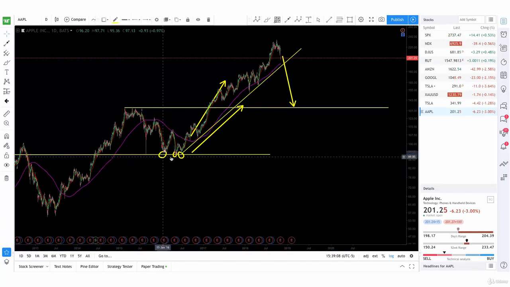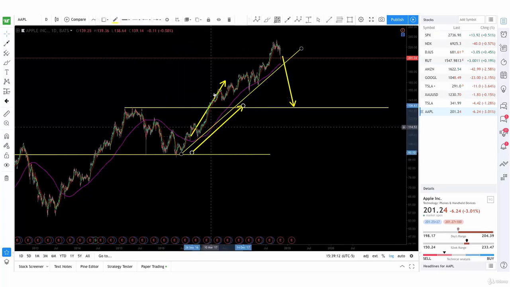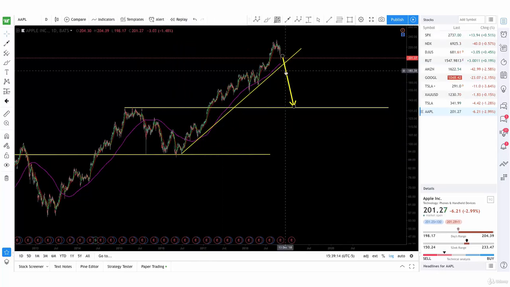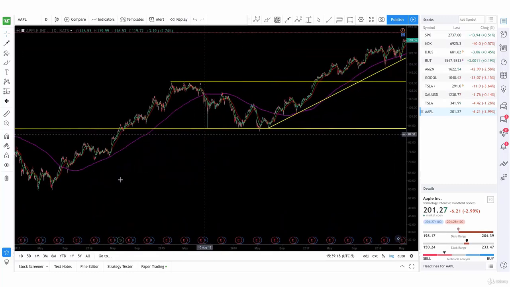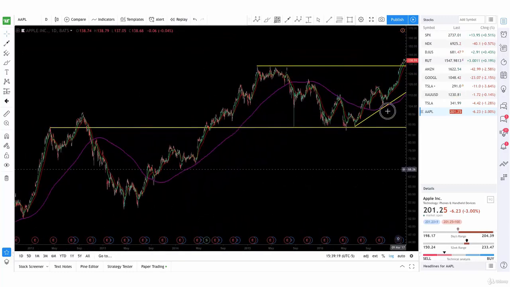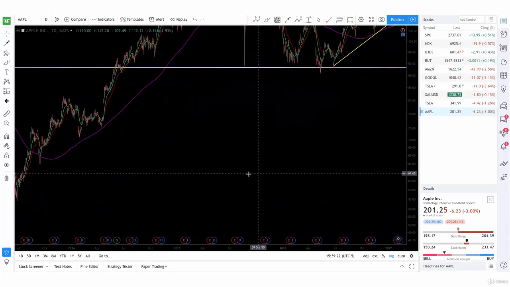Now, you can utilize this also in any time frame. This is not only because this is a daily time frame. You can also utilize this in. Let's go a little lower here, smaller. See what happens here.